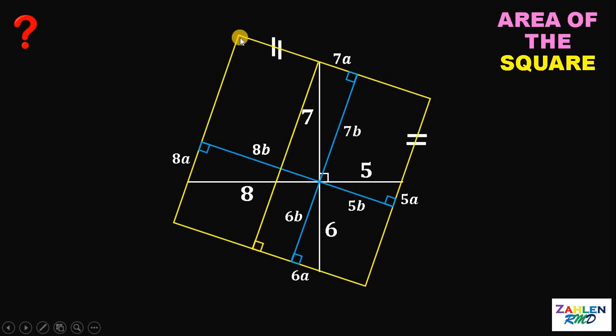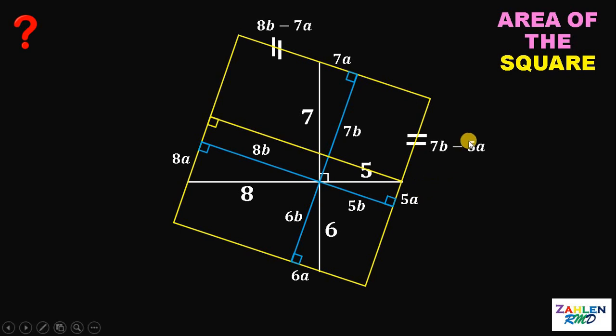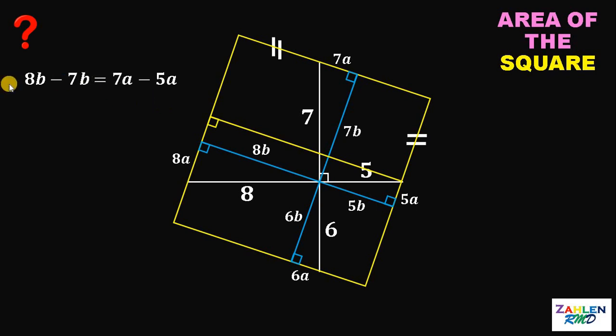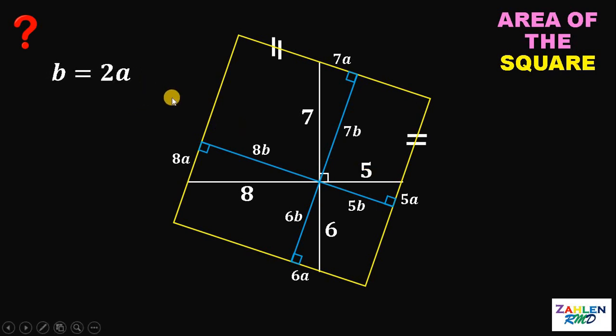Now take note that this segment must be equal to 8B minus 7A. Now how about the other segment? This segment is equal to 7B minus 5A. Now we know they are equal, therefore we can say that 8B minus 7A equals 7B minus 5A. Now let's combine like terms. 8B minus 7B will give us B. 7A minus 5A will give us 2A. Now we have an equation that says that B must be equal to 2 times A.